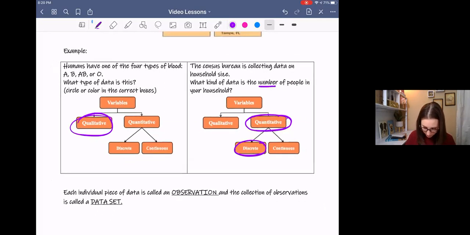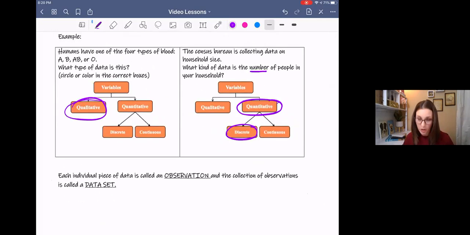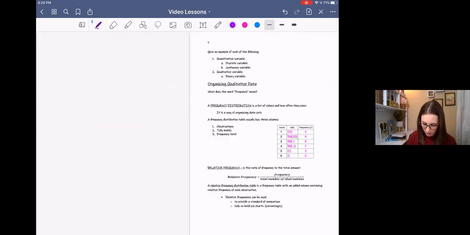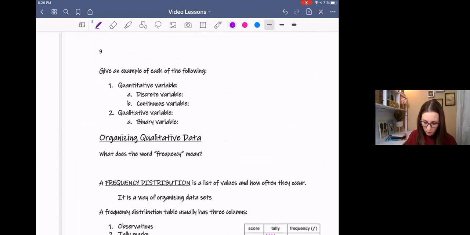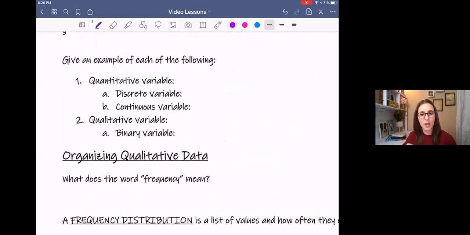Moving on. Each piece of data is called an observation, and the collection of observations is called a data set. There's some vocab for you. We've already talked a little bit about examples, but I want you to pause this and try to think of your own examples for these. I've already mentioned a few, but maybe you have something else in mind. Pause it, come back. I'm assuming you've paused it.